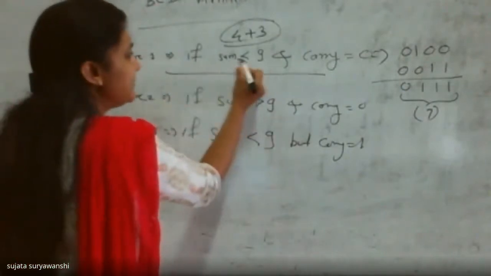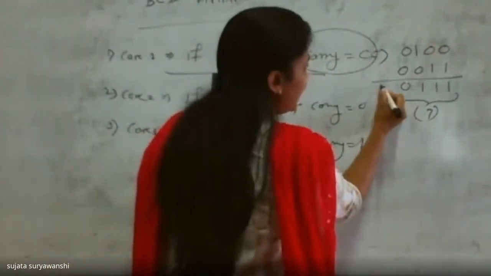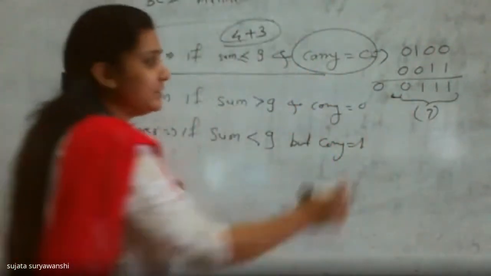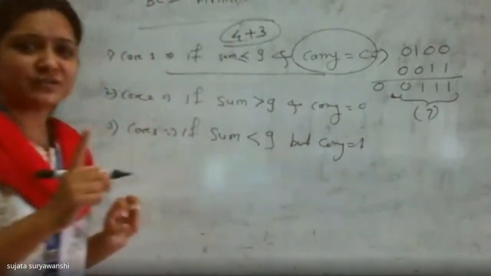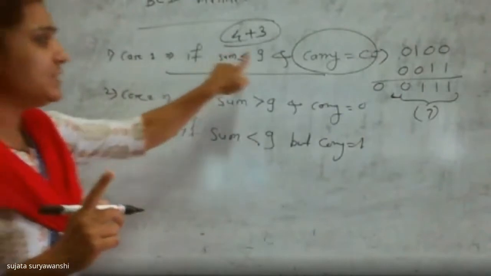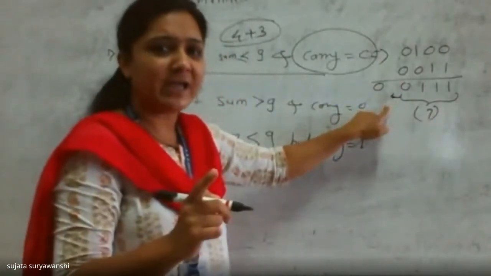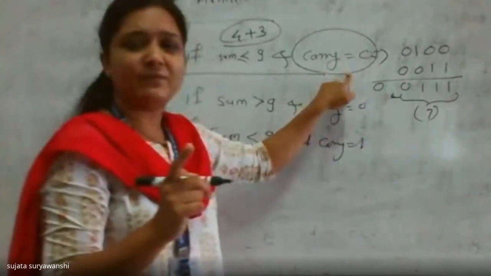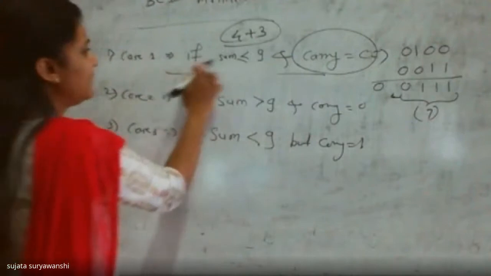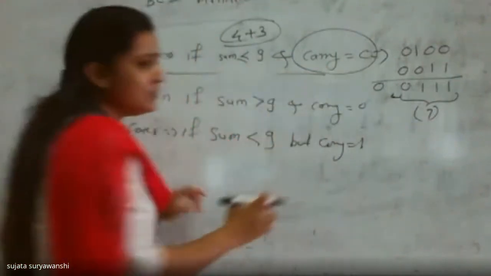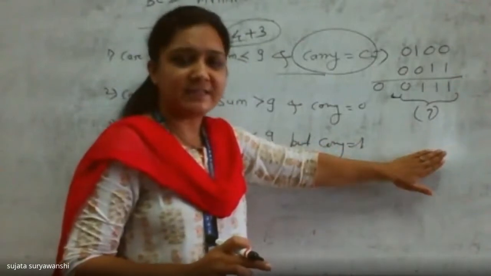If the sum is less than 9 and we are getting carry 0, we do not get any carry here. Okay, means carry is 0. This comes under your first case. First case is: sum is less than 9. Yes, 7 is less than 9 and we are not getting any carry, so 0 carry. Your first case is: if sum is less than 9 and carry is equal to 0, then your result is the final result. Keep it as it is.